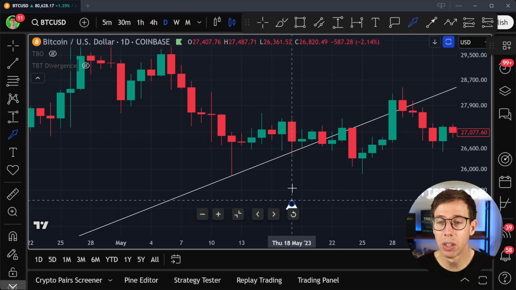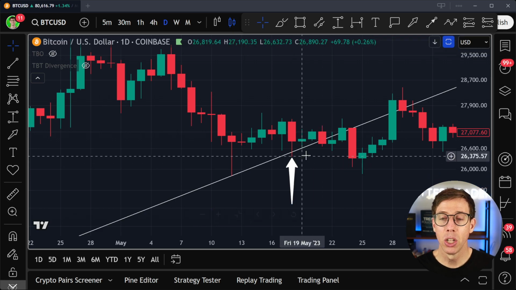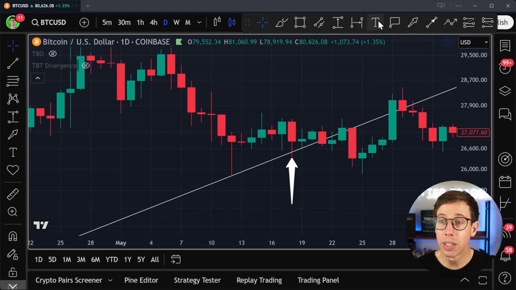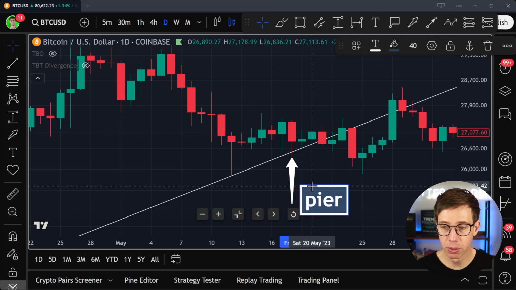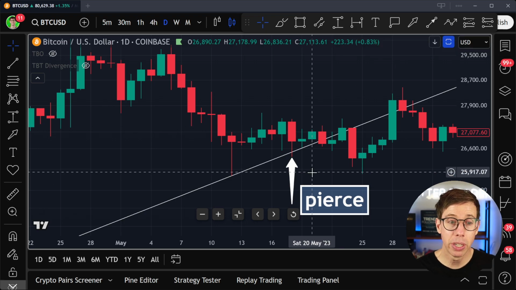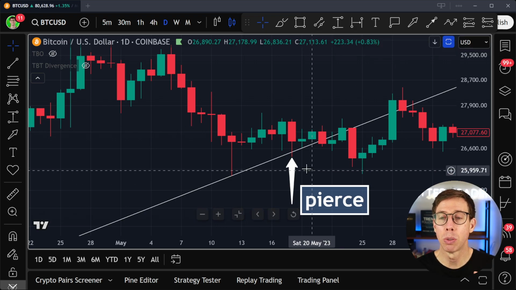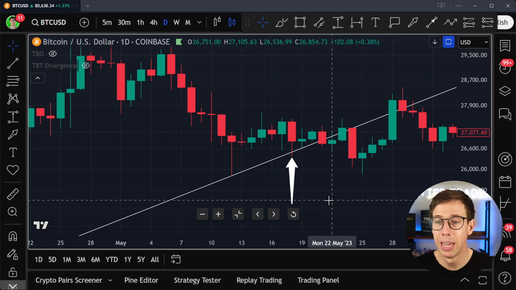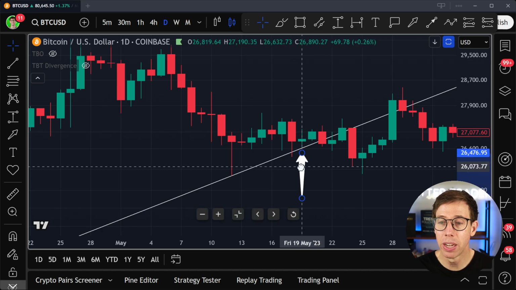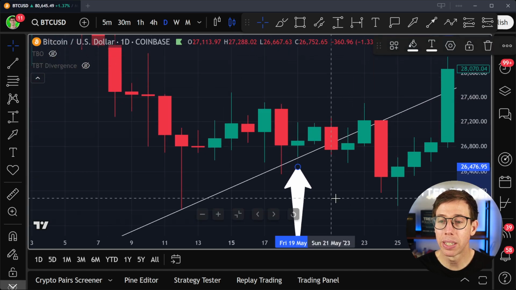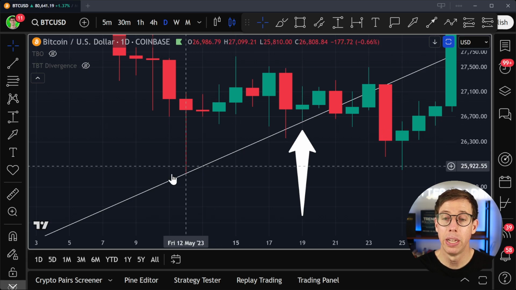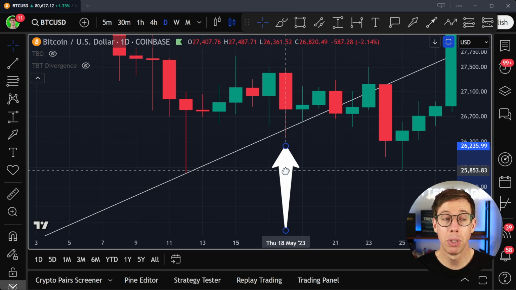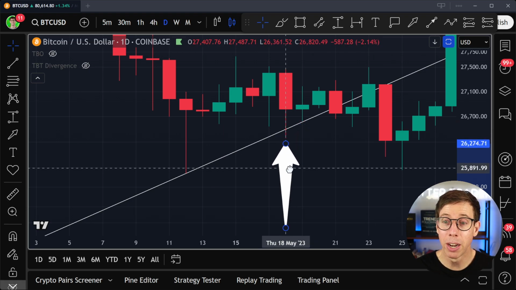Now, do you see this long lower wick? The long lower wick actually exceeded this support level. And this is what I call a pierce. A pierce is essentially when the price exceeds or goes beyond this level of support or resistance. It works both ways. A test is right here. A test is where the price gets so close to this support line, but it doesn't exceed it. So this is actually a perfect example of a test right here and a pierce.